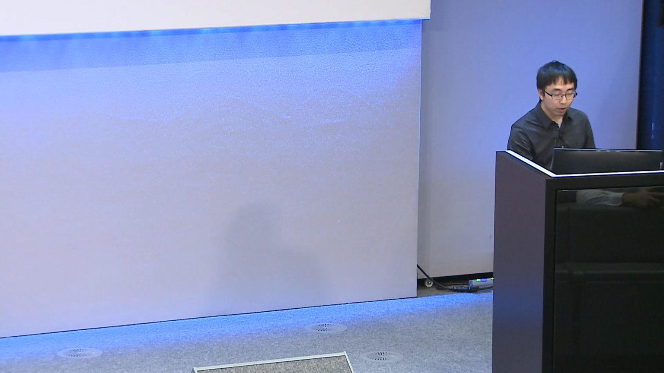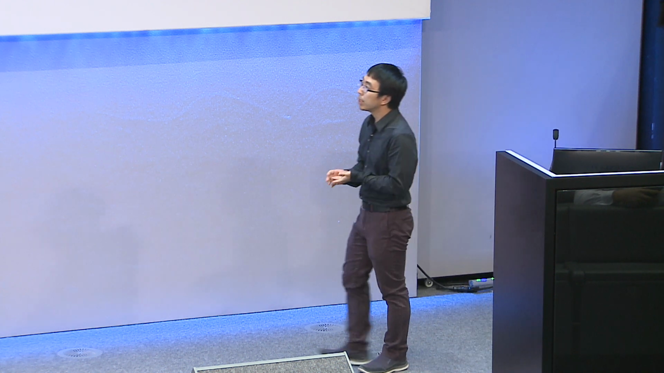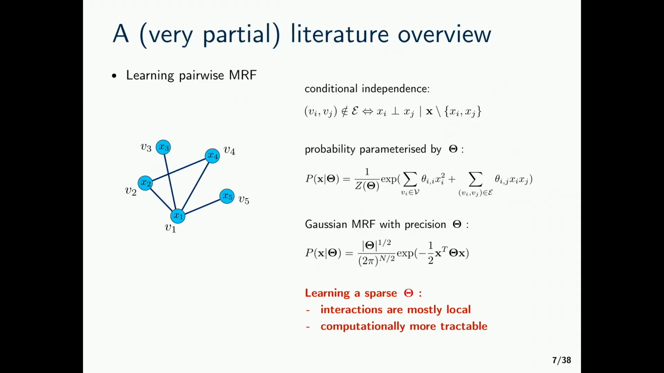And usually we will consider a sparse matrix theta for two reasons. The first is that interactions in the real world are usually mostly local, so that means you probably only have friends sufficiently close to you but not too far away. Secondly, the number of variables in this matrix theta, as you can imagine, is n squared, where n is the number of nodes. So a sparse theta will make the computation more tractable.